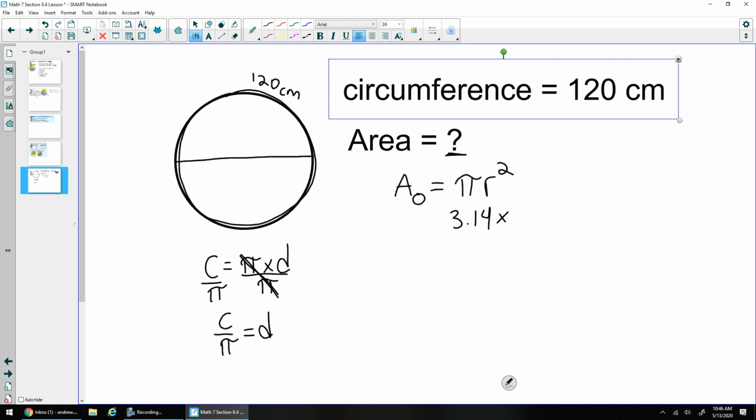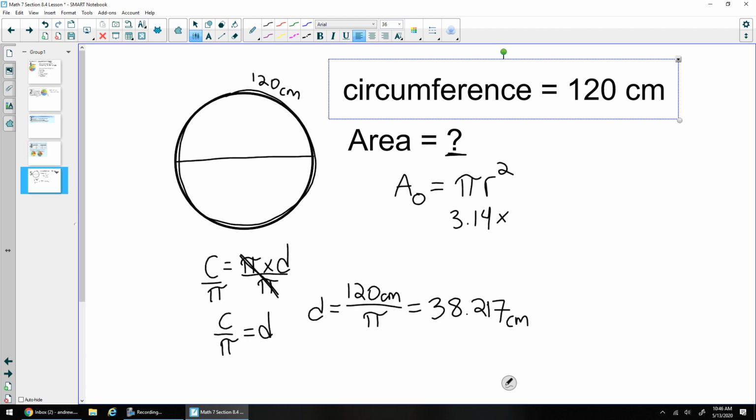So diameter is equal to 120 centimeters divided by pi. I'm going to use 3.14. 120 divided by 3.14 gives me this number with lots of decimals. I'll just keep it to the third decimal place, the nearest thousandths, to be quite precise. So 38.217 centimeters would be the diameter.